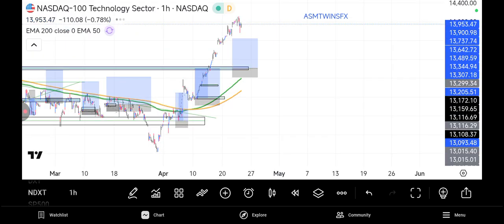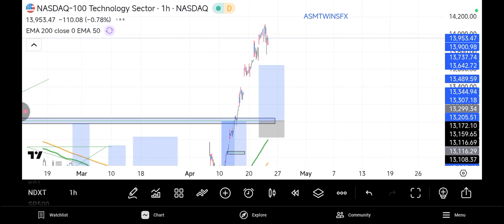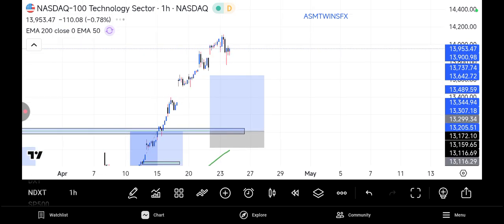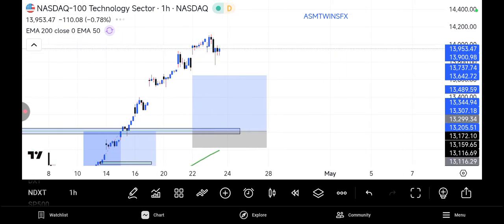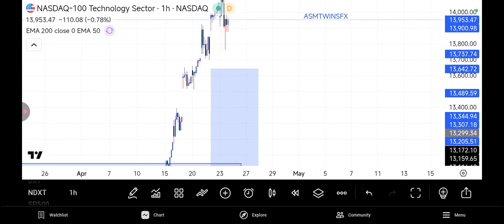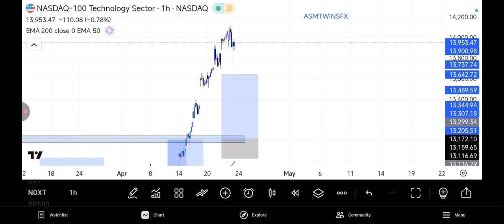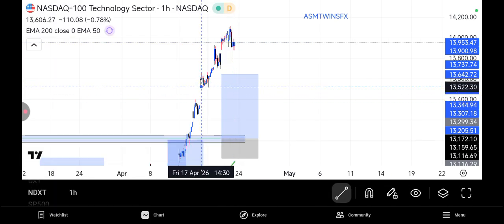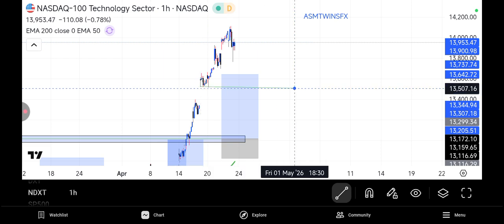So tomorrow I'm looking for sell for US 30, S&P 500. I'm still looking for sell. Nas, I'll be looking for sell. So you can see this Nasdaq is making a very nice push down, a nice retracement to the downside. So price might likely come down to this area, which is to fill up this gap.